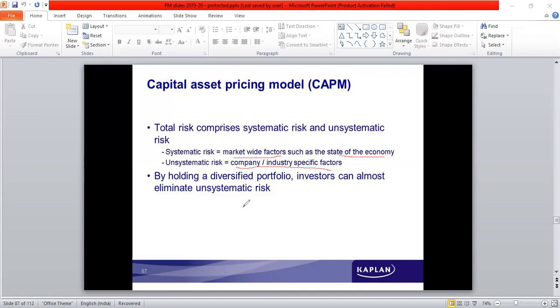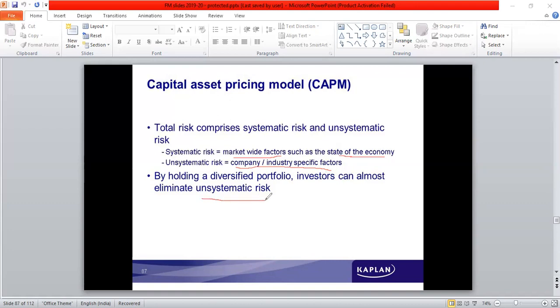Instead of putting the entire investment in only one type of security, spread across many securities and put the investment, so that even if one investment doesn't do well, the loss from one investment can be nullified or negated with a profit or gain from another investment. So that is the concept. That is what portfolio management is about. So by holding a diversified portfolio, investors can almost eliminate unsystematic risk.